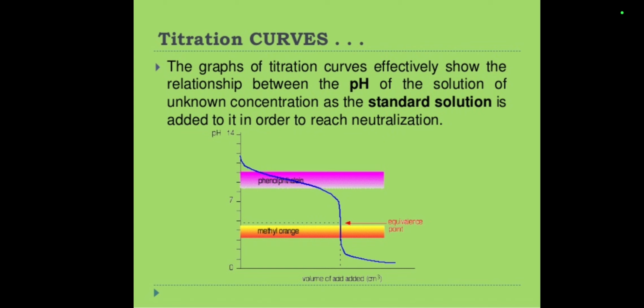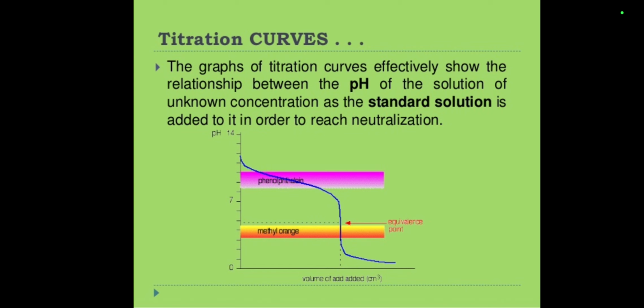And now let's proceed to another slide. For the end of this topic, we have titration curves. So the graphs of titration curves effectively show the relationship between the potential hydrogen of the solution of unknown concentration as the standard solution is added to it in order to reach neutralization. So here, if we have already done the experimentation process and the calculation process, and the result is successful, now you have to plot it in a curve.